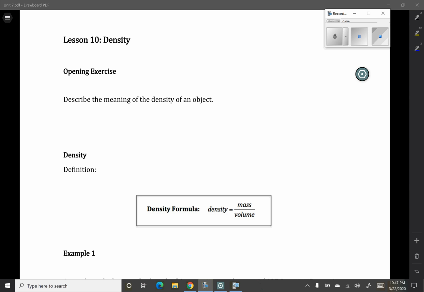All right, everybody, welcome to the video here for lesson number 10 on density. So the opening exercise asks us to describe the meaning of density of an object. So take a minute, see if you remember what density means from earth science or wherever you learned density last.